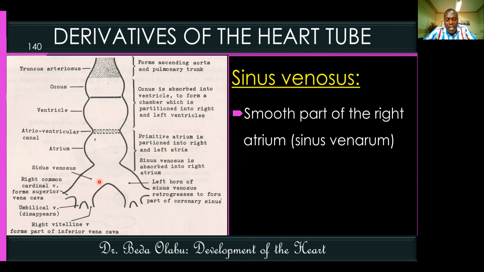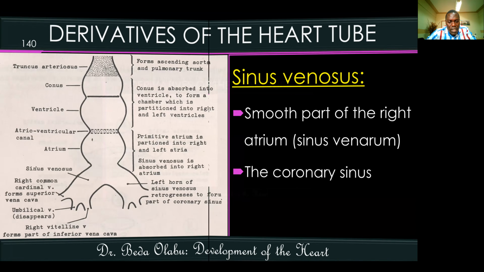I showed you some inner surface of the heart, and I told you that you can have a smooth part and a trabeculated part. The trabeculated part is the rough part. So right atrium has a smooth part and a rough part. The smooth part is what we're calling sinus venarum. That smooth part comes from the sinus venosus. The other structure that comes from sinus venosus is the coronary sinus. Remember, coronary sinus is the largest vein that drains the wall of the heart. These 2 are the derivatives of the sinus venosus.